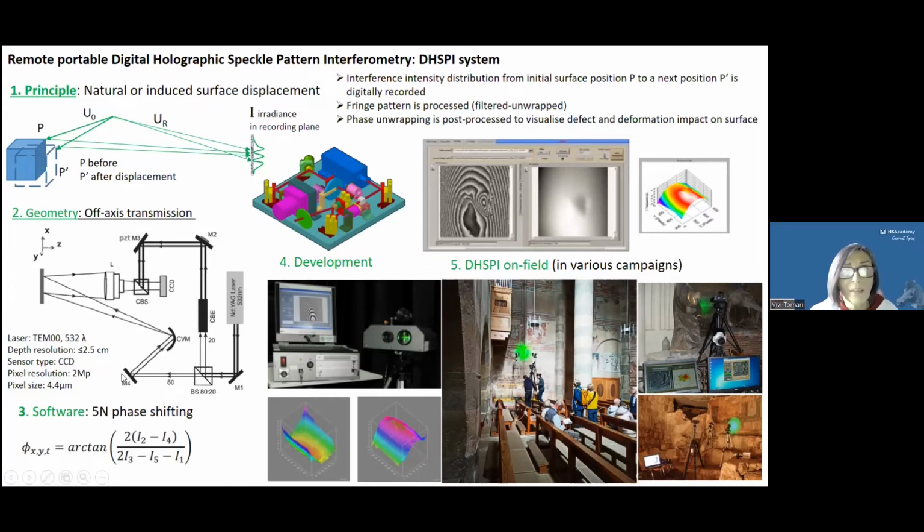It is based on the off-axis transmission holographic interferometry geometry. Our software is a phase shifting 5-step algorithm. The development, the portable instrument, and the post-processing give us the possibility to get the surface deformation and the defects on a 3D deformation map.